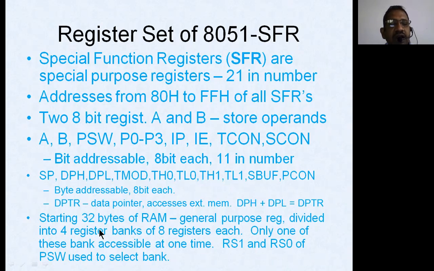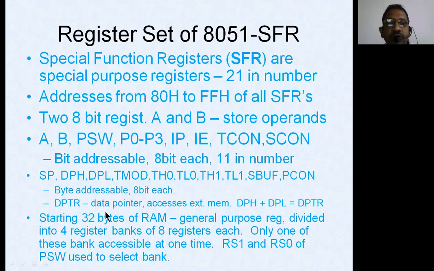Next, the starting 32 bytes of RAM. Apart from this, we have general purpose registers divided into 4 banks, with each bank having 8 registers, that is R0 to R7, residing in one bank. Bank 1 once again has R0 to R7, bank 2 R0 to R7, bank 3 R0 to R7. Like that, we normally have bank 0 to bank 3. So put together, you're going to have 4 bank registers. 4 into 8 is going to be 32.